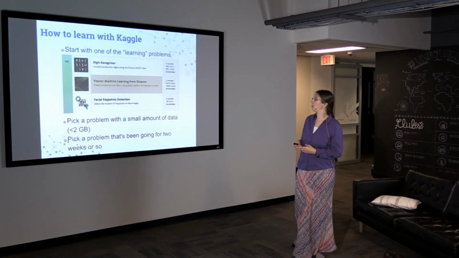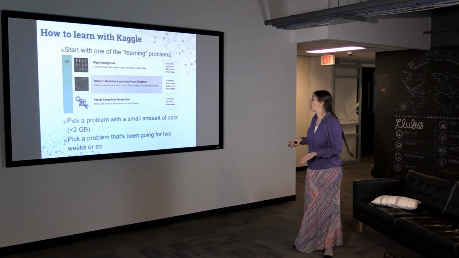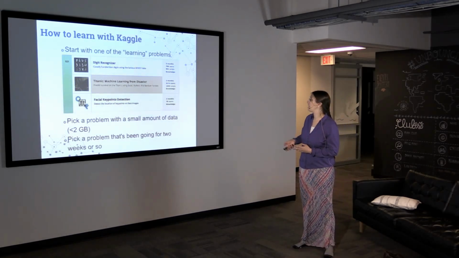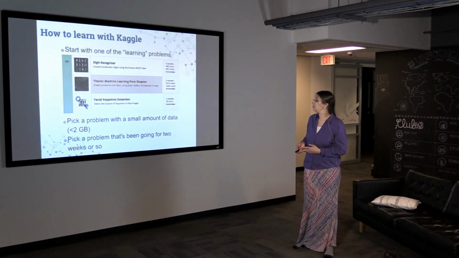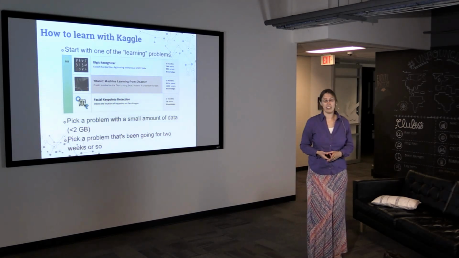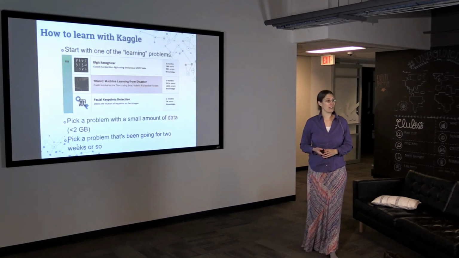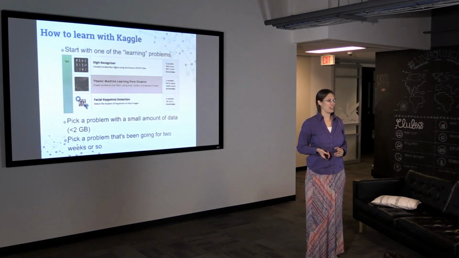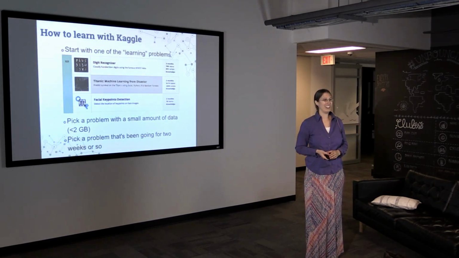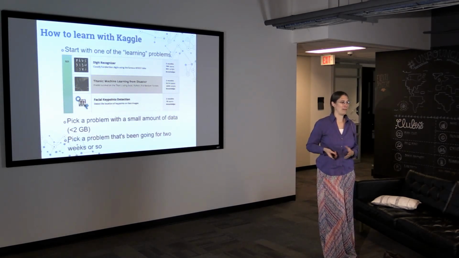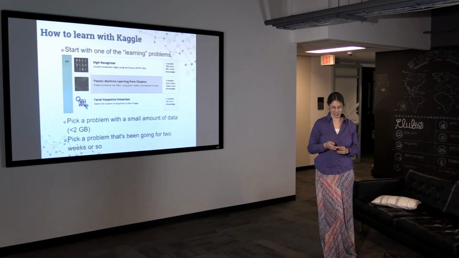All right, so how to learn with Kaggle. Starting with one of the learning problems is usually a good idea. These are all flagged on their website. I've talked a little bit about the Titanic problem. Another tip is to pick a problem with a small amount of data, because that makes it easier to manipulate. I also recommend, when you're starting, picking a problem that's been going for a little while, because if there's something funky about the way the competition was set up, people have usually figured it out by then. Occasionally there's something a little bit strange in a competition, and people work that out eventually.